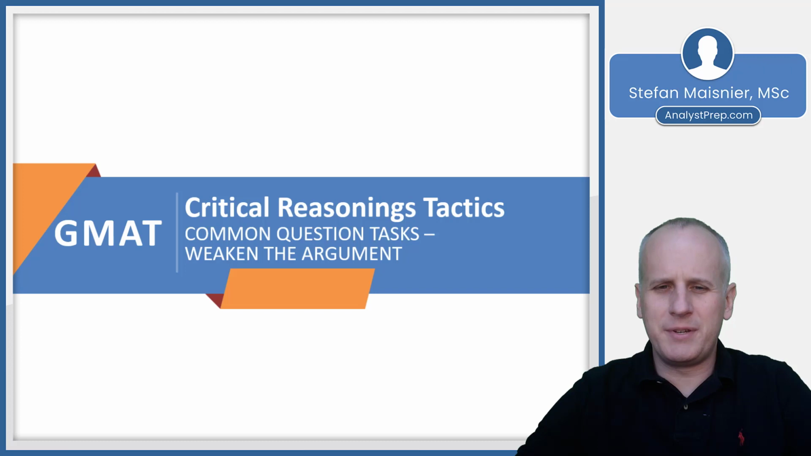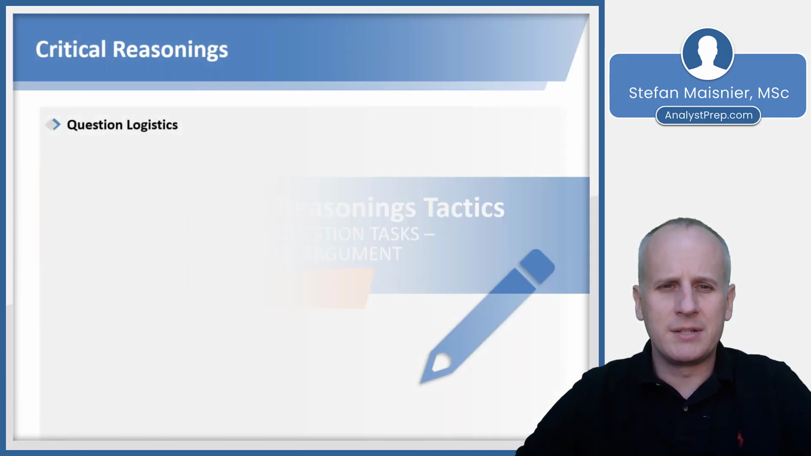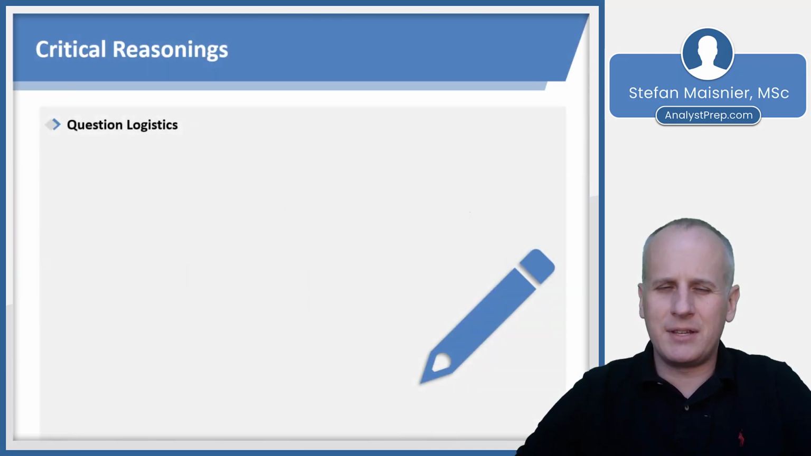In this lesson, we'll be talking about one of the more commonly encountered critical reasoning tasks that you'll find in the verbal section of the GMAT, and that's going to be tasks asking you to weaken an argument. So first, let's just talk about the logistics for critical reasonings overall in the verbal section of the GMAT.